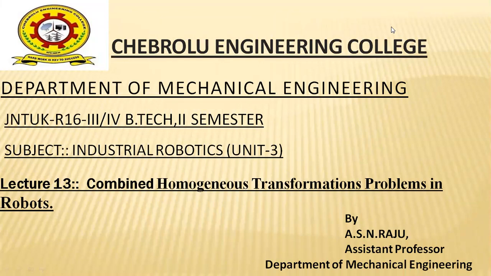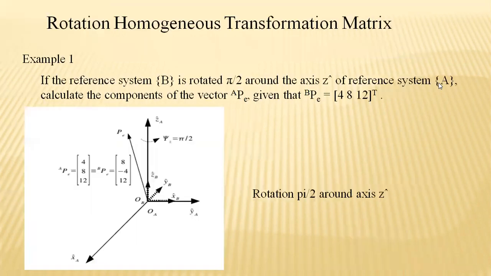In today's class of robotics, we'll be looking at homogeneous transformation problems, the continuation of yesterday's class. In yesterday's class, we had a detailed look at two-dimensional transformations in the case of sliding prismatic movement related to the Cartesian coordinate system.